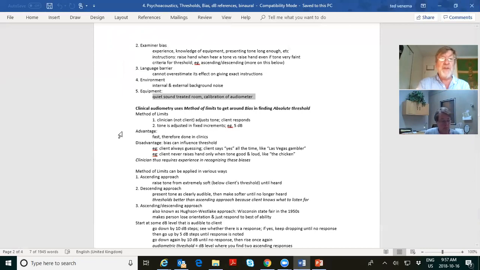Good. Let's move on down to clinical audiometry here, top third of the page. Method of limits to get around bias in finding absolute threshold. Notice the three italicized words. Method of limits. And why do I use that word? Well, there are different ways you can test hearing.